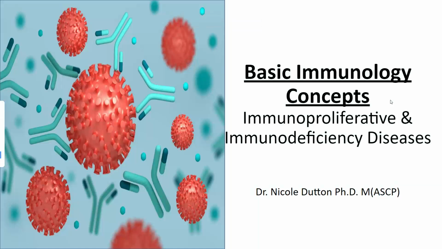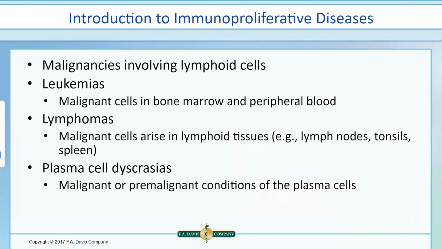Immunoproliferative and immunodeficiency diseases. Immunoproliferative diseases are typically malignancies involving lymphoid cells. They include leukemias, with malignant cells in the bone marrow and peripheral blood, and lymphomas, where malignant cells arise in lymphoid tissue, such as the lymph nodes, tonsils, or spleen. Also, plasma cell dyscrasias, malignant or premalignant conditions of the plasma cells.